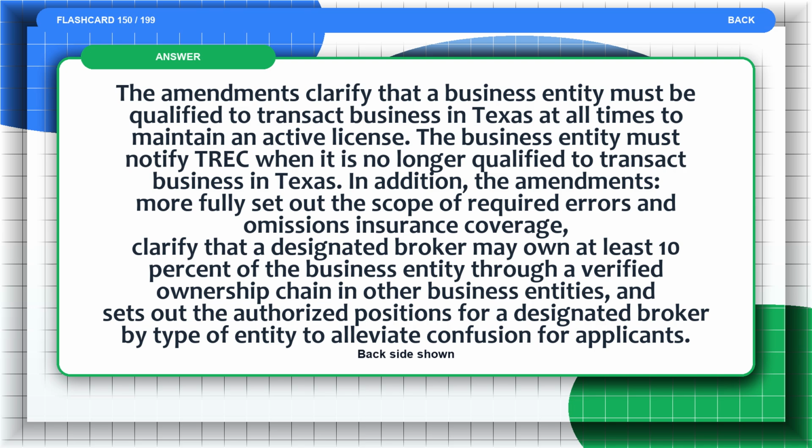In addition, the amendments more fully set out the scope of required errors and omissions insurance coverage, clarify that a designated broker may own at least 10% of the business entity through a verified ownership chain in other business entities, and set out the authorized positions for a designated broker by type of entity to alleviate confusion for applicants.